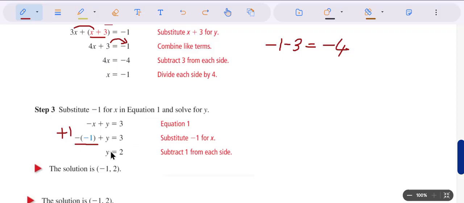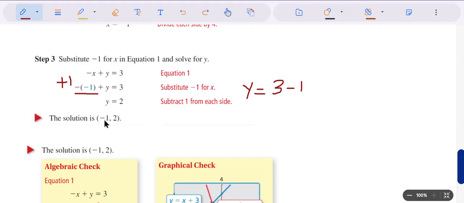So this +1 we need to bring to the other side as subtraction. So y equals 3 minus 1. That is y equal to 2. Therefore, the solution is x value -1, y value 2. So the ordered pair is (-1, 2).